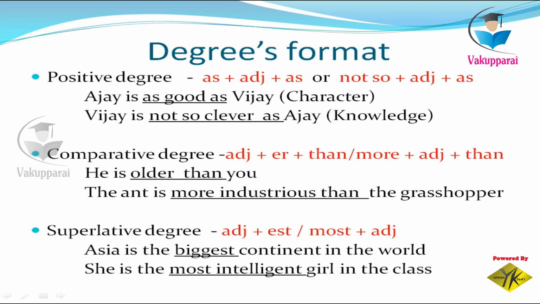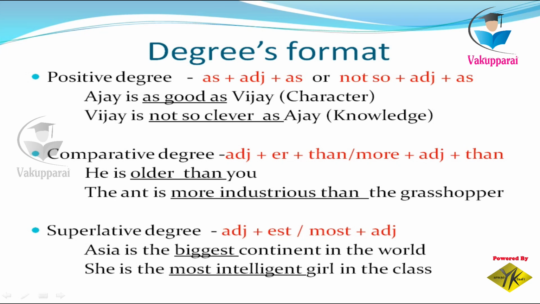They both are different in characters. Then the ant is more industrious than the grasshopper. Here I compare the ant with the grasshopper. When comparing both of them, the ant is more industrious.